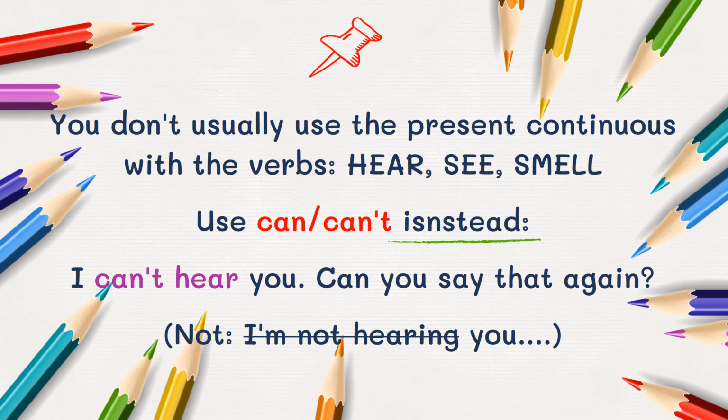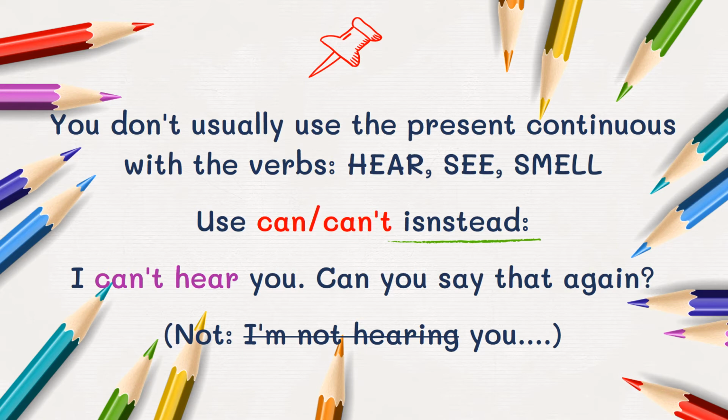You have also another thing to remember. When you have verbs like hear, see, and smell, you can't use present continuous in such cases. Instead, you use can and can't. I can't hear you. Can you say that again?